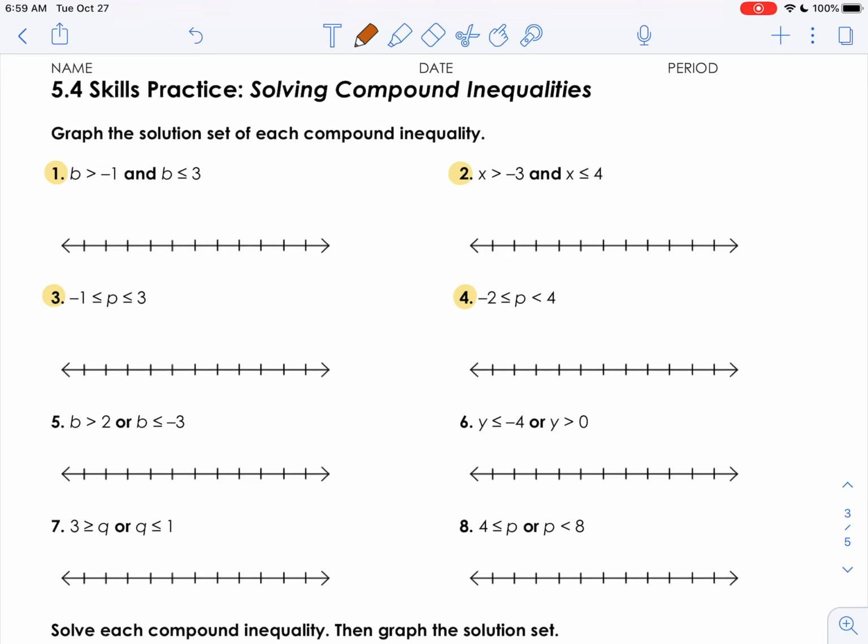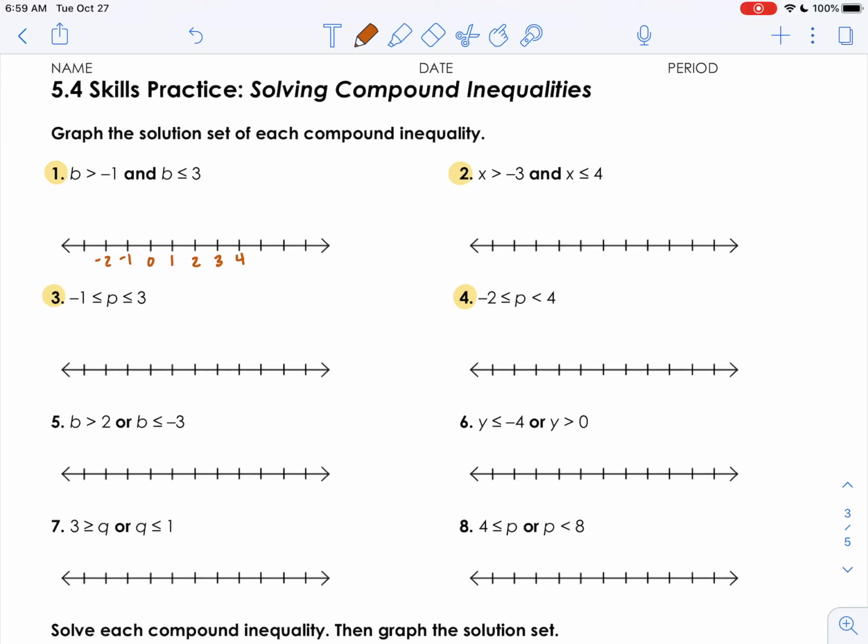So first, I have b is greater than -1. I'm going to start my number line. The two numbers that I need to account for are -1 and 3. So I'm going to start at -2, -1, 0, 1, 2, 3, 4. As long as you cover all the numbers that you need for the problem, then you can stop. You don't need to keep going.